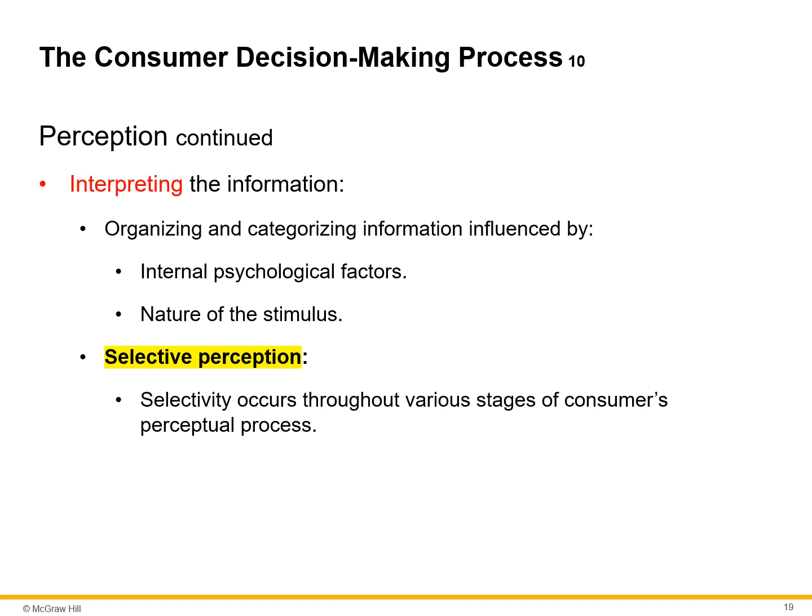How you perceive something depends on how the information is interpreted. Interpreting information, organizing and categorizing it, is influenced by internal psychological factors and also the nature of the stimulus. As human beings, we have selective perception. Keep that in mind. We selectively perceive things. Selectivity occurs throughout various stages of a consumer's perceptual process. We may not perceive everything we are exposed to. This happens all the time.